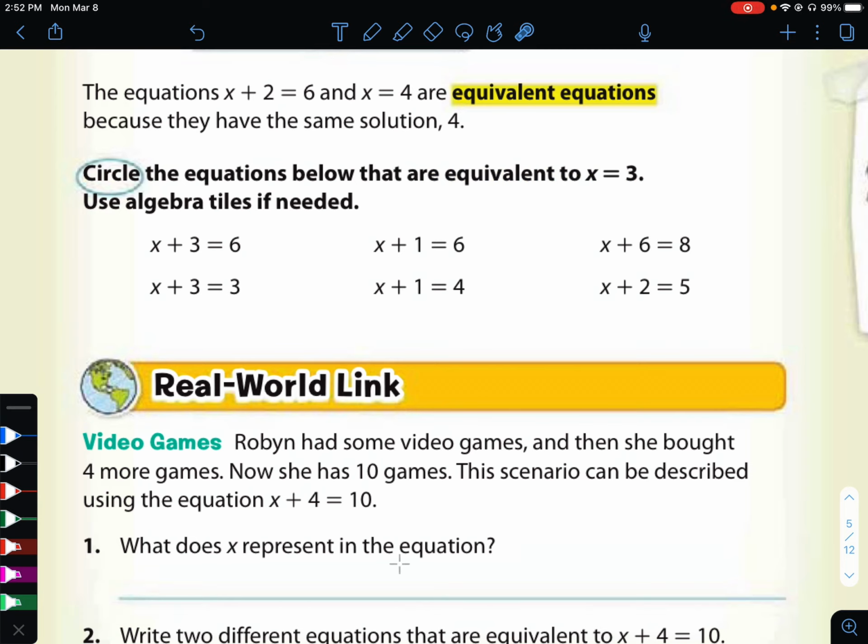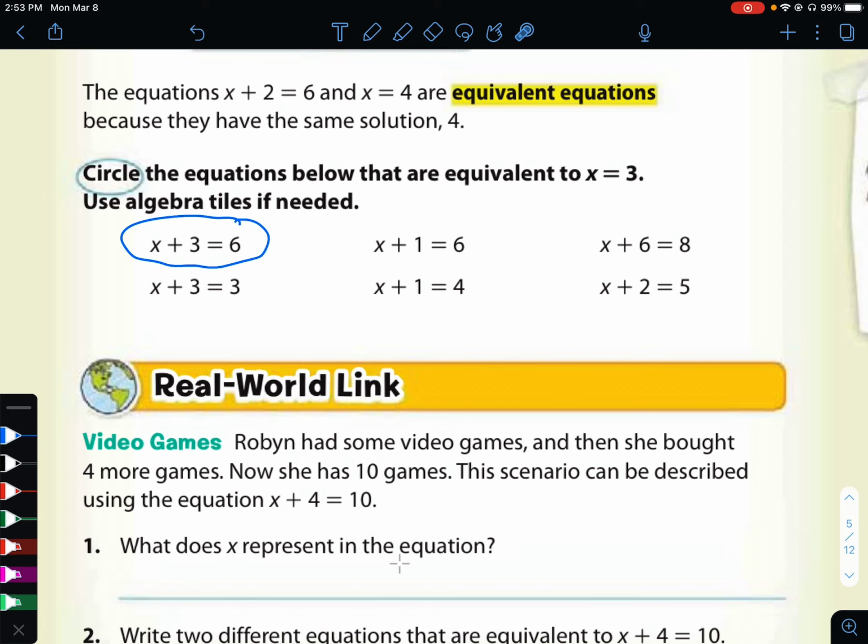So if we substitute 3 for x, this becomes 3 plus 3 equals 6. That sentence is true, so we circle this. That's an equivalent equation. If you take a look at this one, if I substitute, 3 plus 1 is not equal to 6, so this is not an equivalent equation. Going down here, 3 plus 3 is not equal to 3, so this one is not an equivalent equation. If you look at this one, x plus 1 equals 4, we can make this 3.